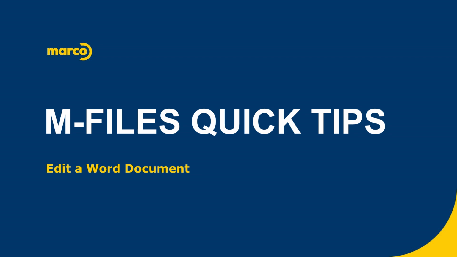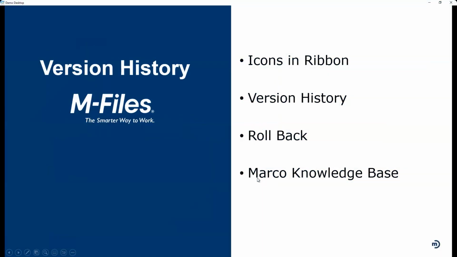Okay, in today's session, what I'll be covering is the ribbon that you're going to see inside of the Microsoft Word program. And then we're going to talk about those ribbon icons that are for MFiles. Take a look at doing version history. And then we'll do a rollback to a previous version. And then we'll take a look at the macro.